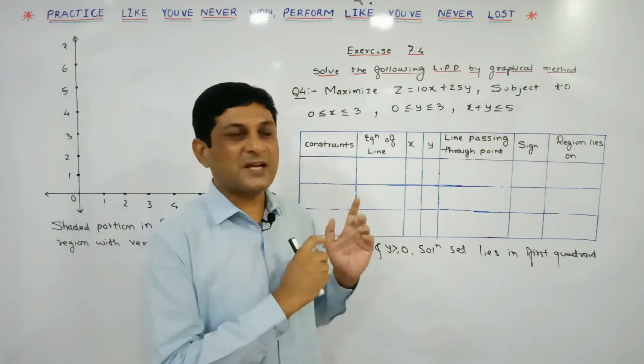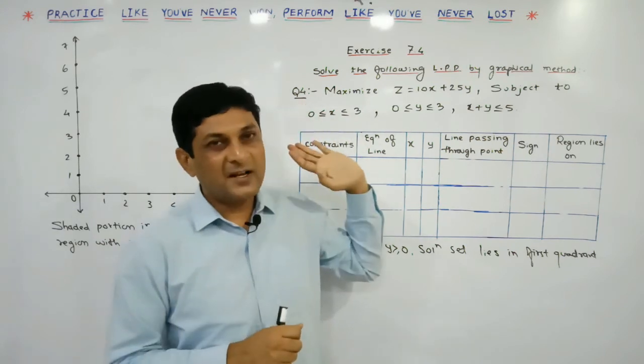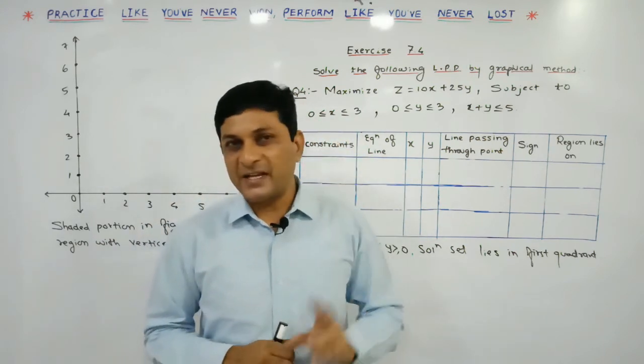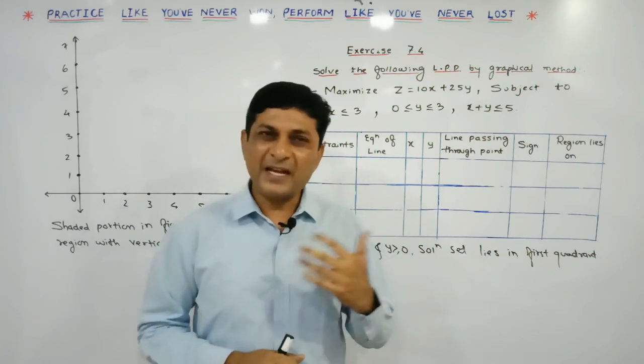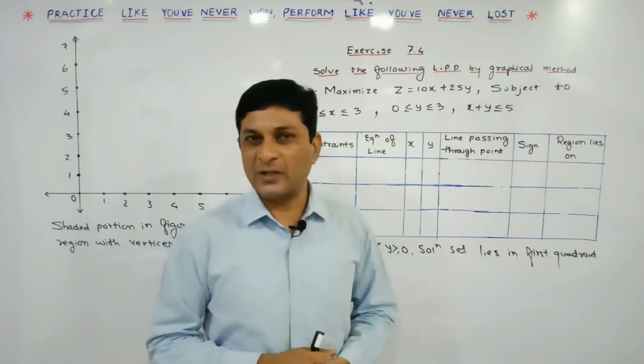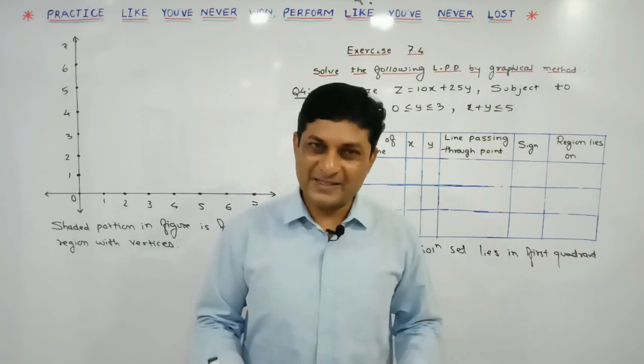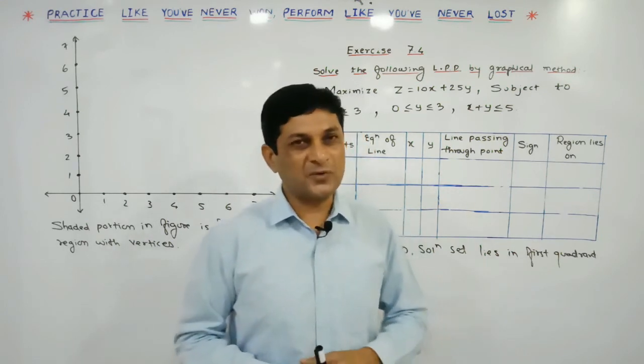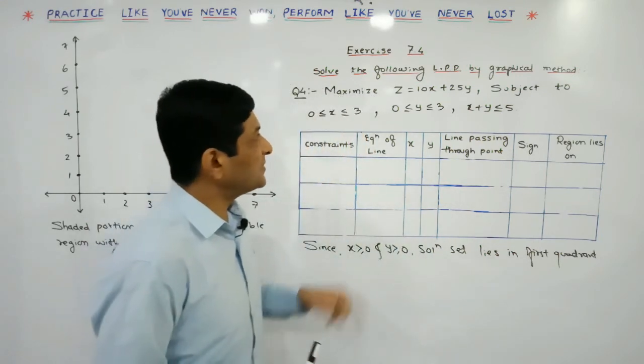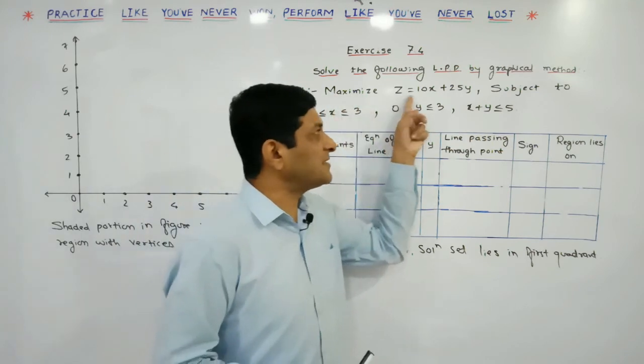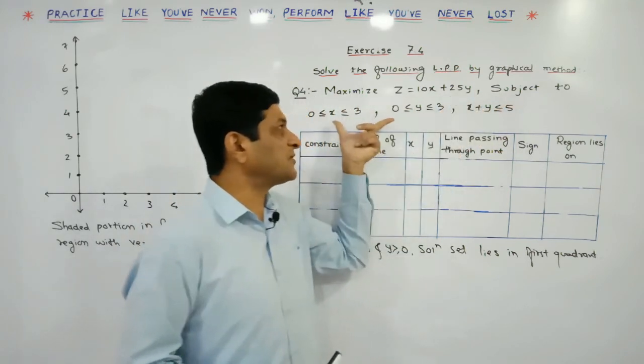So now we are starting example number 4. The method which you applied in the first 3 examples, exactly the same method we have to apply to solve example number 4. All the examples in this exercise we have to solve using the same method. So in this example we have to maximize this objective function subject to the constraints.